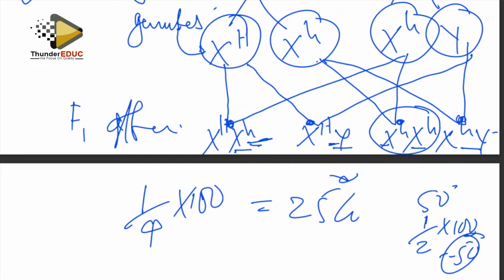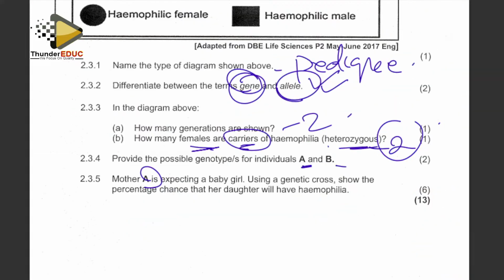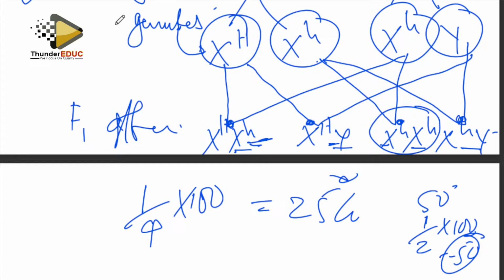But the question was general, and they are saying that you are just expecting the girl, what is the percentage chance of the daughter being hemophilic. Therefore it becomes 1 out of 4 you're going to produce times 100, so you get 25%. Yes.